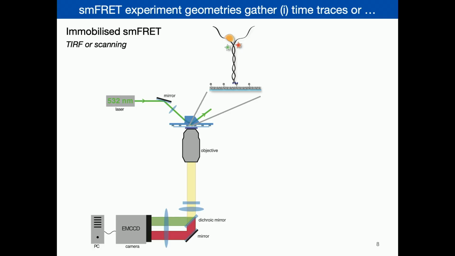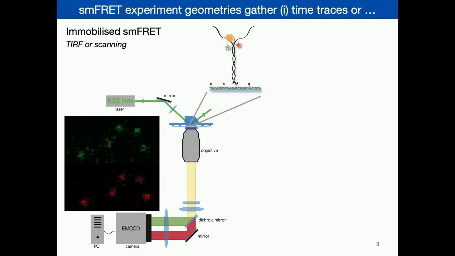In this case, this is a prism-type TIRF instrument. You record that, you split up the donor and the acceptor intensity, and you image that on an EMCCD or a CMOS camera. And then what you see is typically something like that. We have here the donor signal, we have here the acceptor signal, and you see individual molecules here. And from that, you can directly read out, for instance, the intensities and then calculate FRET efficiencies.